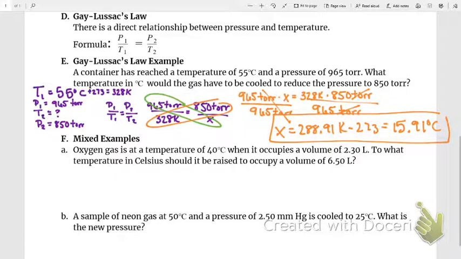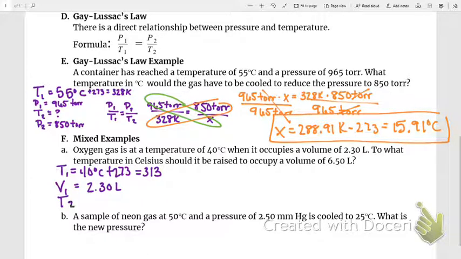So the last two examples, real quick, are just working on figuring out which one to use. So in example A, I can see that it has temperature and volume because I have Celsius and liters. So you just have to look at what your units are to decide which of these two you need. So I know that my T1 is 40 degrees Celsius. Add 273 to it, you get 313. My V1 is going to be that 2.30 liters.